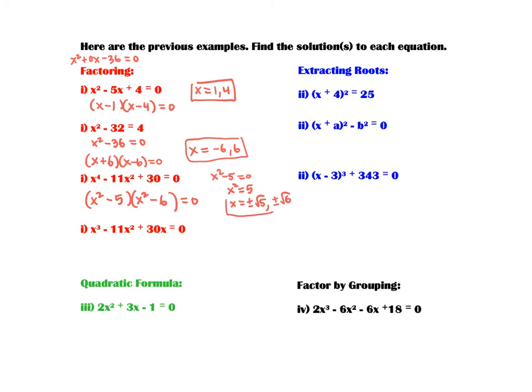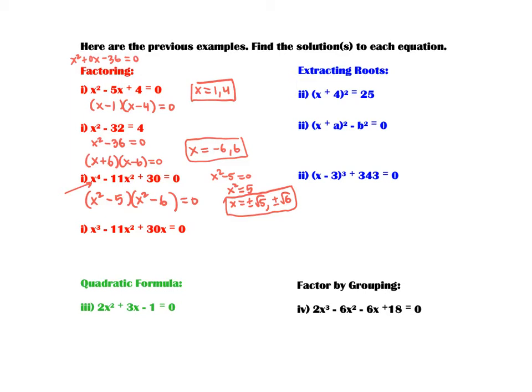So notice how in this case there are 4 solutions. And guess what? This is a 4th degree polynomial. Therefore, many times you can get 4 real roots or 4 real solutions. There are some cases where you would only get 2 or possibly 1 depending on the degree of the polynomial, but we're going to get to that at a later date.